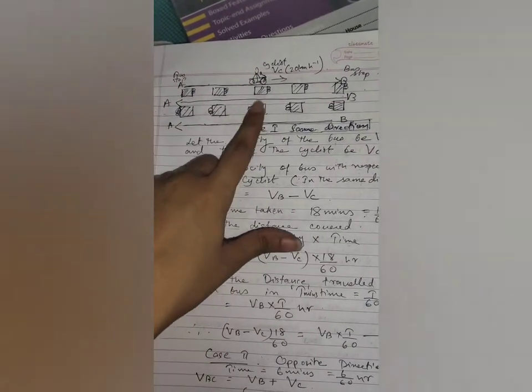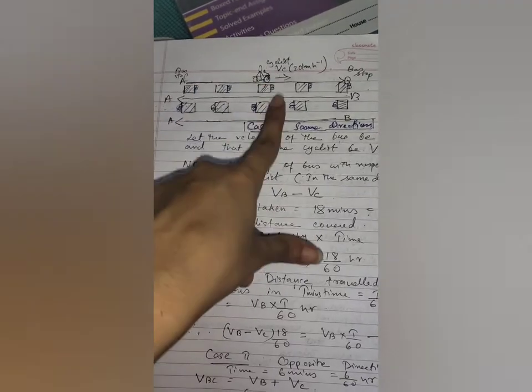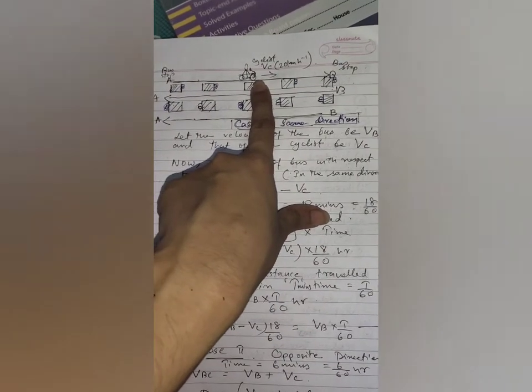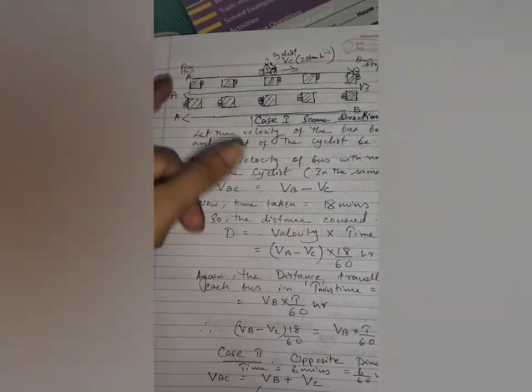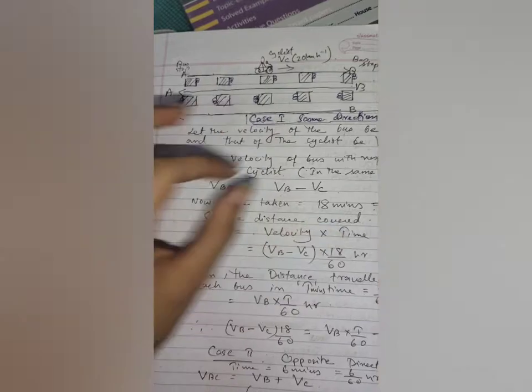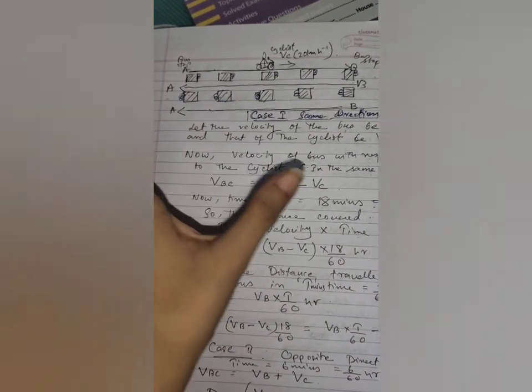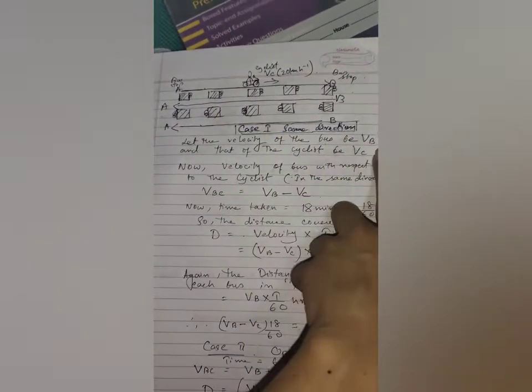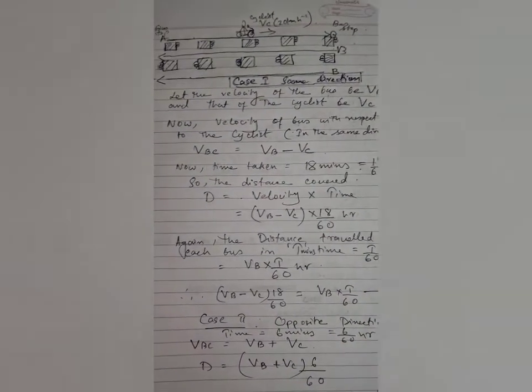So after every t minutes, we don't know the time, that's what we are supposed to find out, a new bus starts moving. According to the question, each bus will go past, meaning overtake, this cyclist after every 18 minutes when they are in the same direction. When the buses are traveling from A to B, they cross the cyclist after every 18 minutes. Let us suppose the velocity of each bus be VB and the velocity of the cyclist be VC. Till now this part is clear.